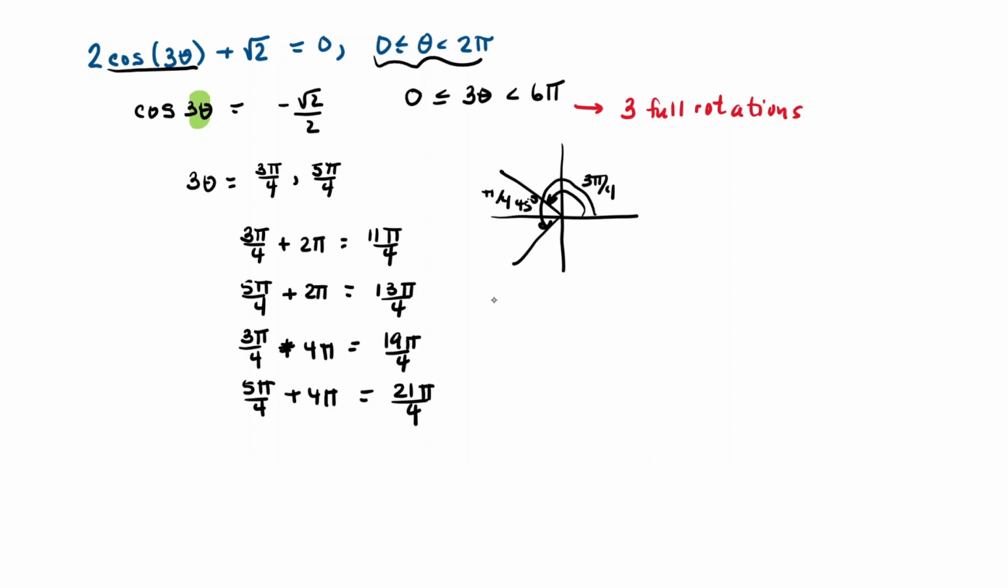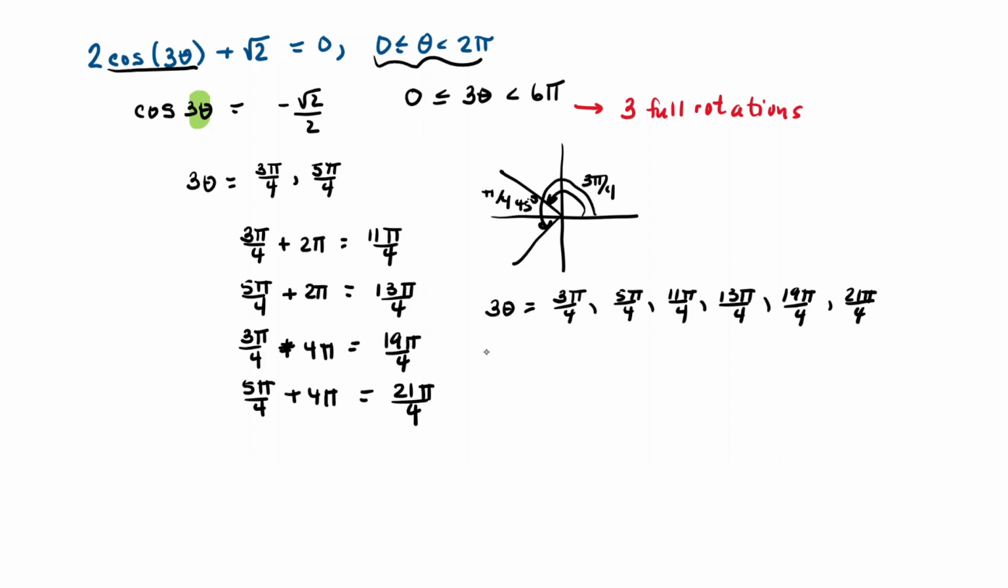So our solutions are 3 theta is equal to, I'm just going to list them all out, 3 pi over 4, 5 pi over 4, 11 pi over 4, 13 pi over 4, 19 pi over 4, and 21 pi over 4.